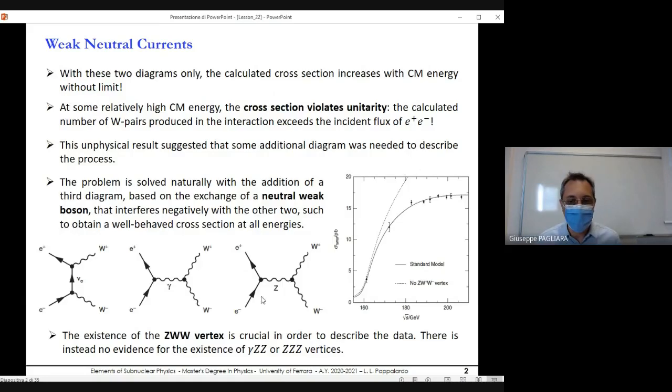And the existence of this Z, W plus, W minus vertex is indeed crucial, okay, to describe the data, whereas there is no evidence at all for couplings with the Z and the photon or with the Z itself, so self-couplings. These are not observed.